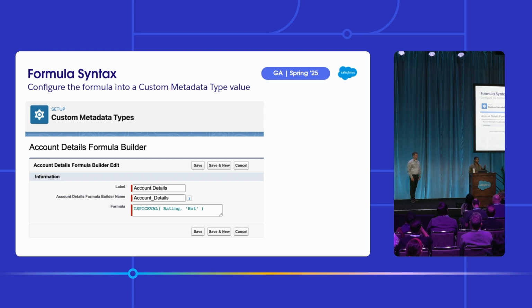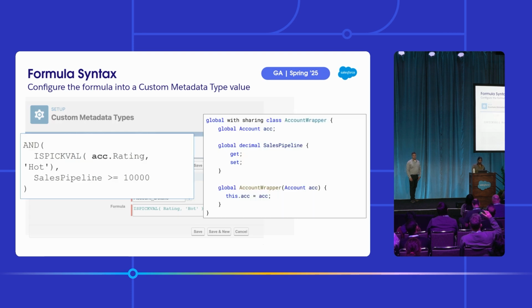So instead of a static formula field, let's take that formula expression and make it part of a custom metadata type as step 1. So here's that formula. For simplicity's sake, we are taking 2 of those criteria that we talked about, the rating and the sales pipeline. And so we configure that as part of the custom metadata type value.